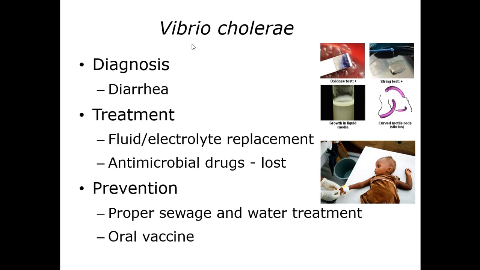Now, because of the massive fluid and electrolyte loss, there are cases of one liter an hour. That's a lot of fluid that leaves the body. Your body can't sustain that fluid and electrolyte loss. And so it has a high fatality rate, because if you can't replace the fluid and electrolyte loss, it will end up killing you. And so the primary treatment is replacing the fluids and electrolytes, because that is ultimately what would kill you.